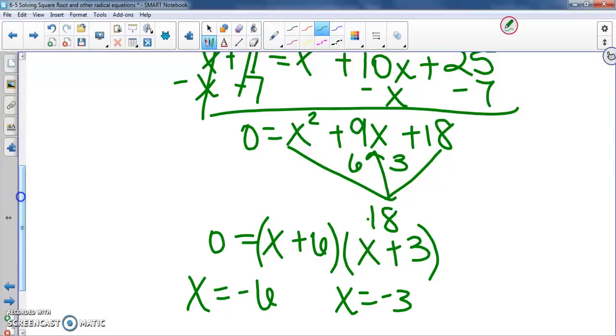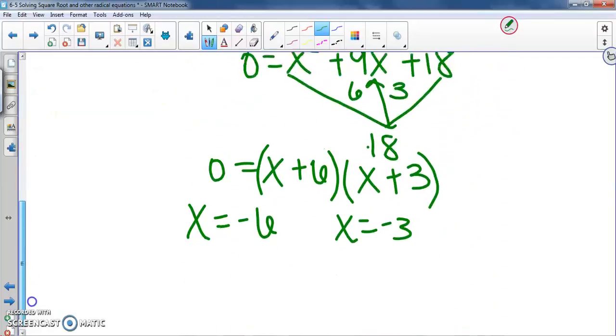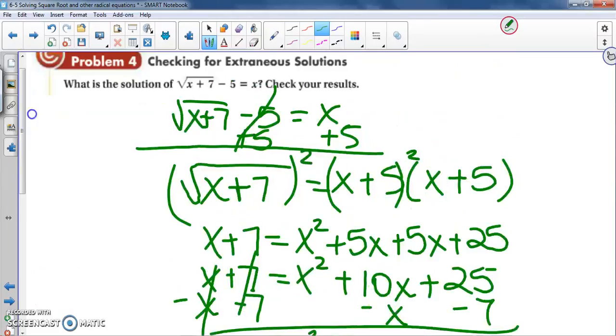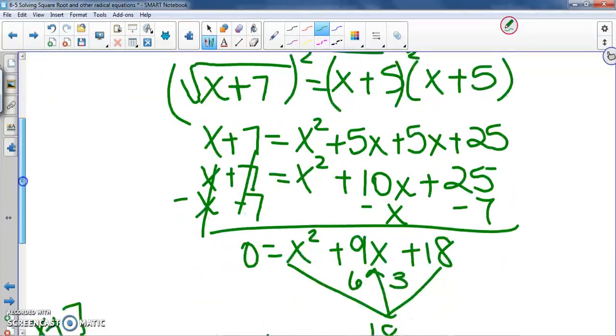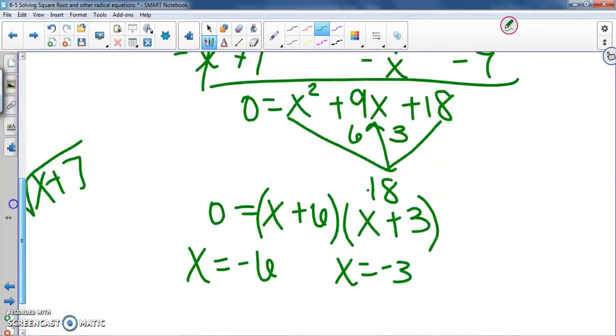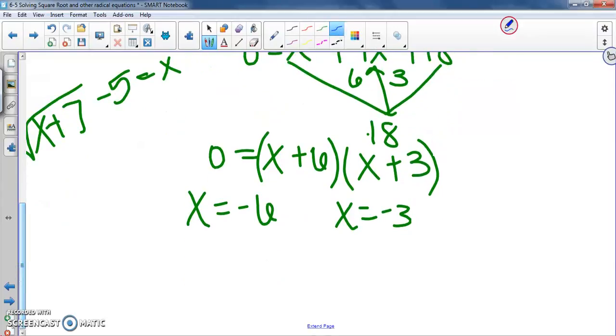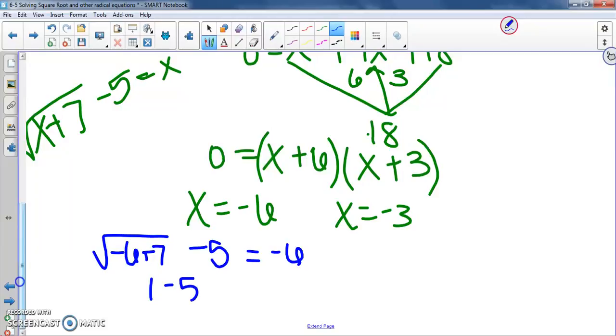In order to check for extraneous solutions, I need to plug into my original equation. I have the square root of x plus 7 minus 5 equals x. So I'm going to plug in negative 6. Square root of negative 6 plus 7 minus 5 equals negative 6. Square root of 1 is 1, minus 5 equals negative 6. Negative 4 does not equal negative 6.